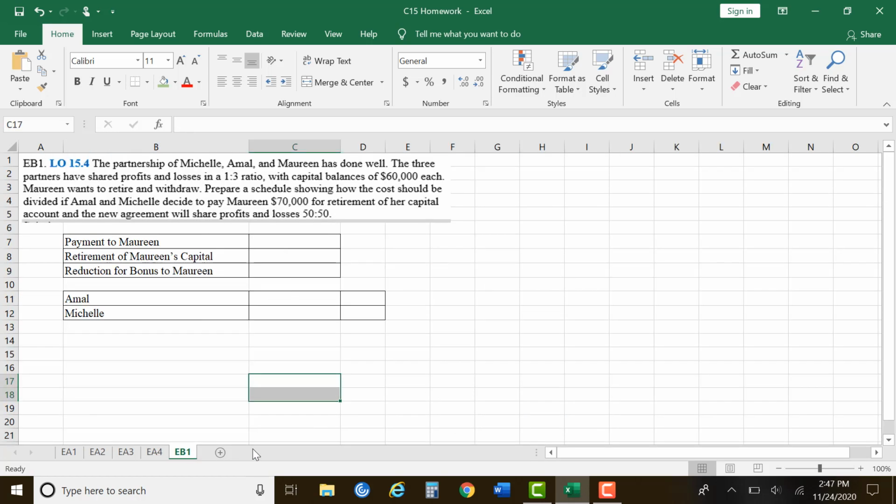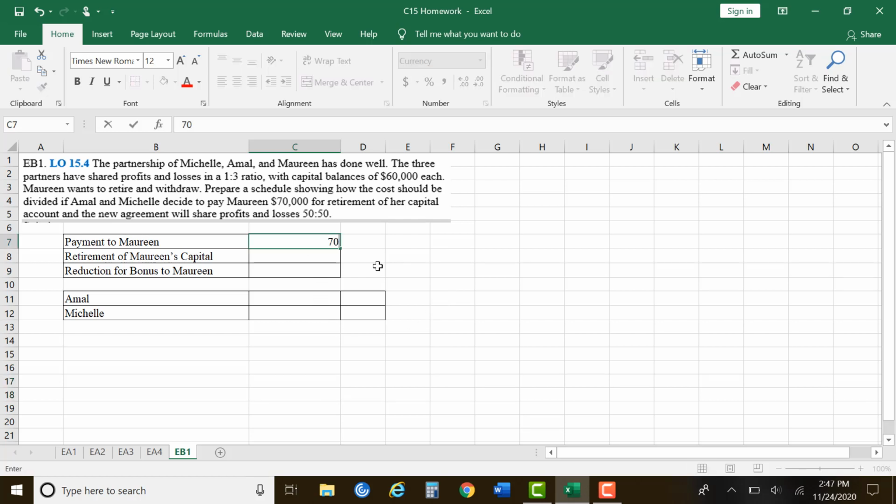Then our very last exercise is the partnership of Michelle, Amal, and Maureen has done well. The three partners have shared profits and losses in a 1-to-3 ratio, with capital balance of $60,000 each. Maureen wants to retire and withdraw. Prepare a schedule showing how the cost should be divided if Amal and Michelle decide to pay Maureen $70,000 for her retirement of her capital account, and the new agreement will share profit and losses 50-50.